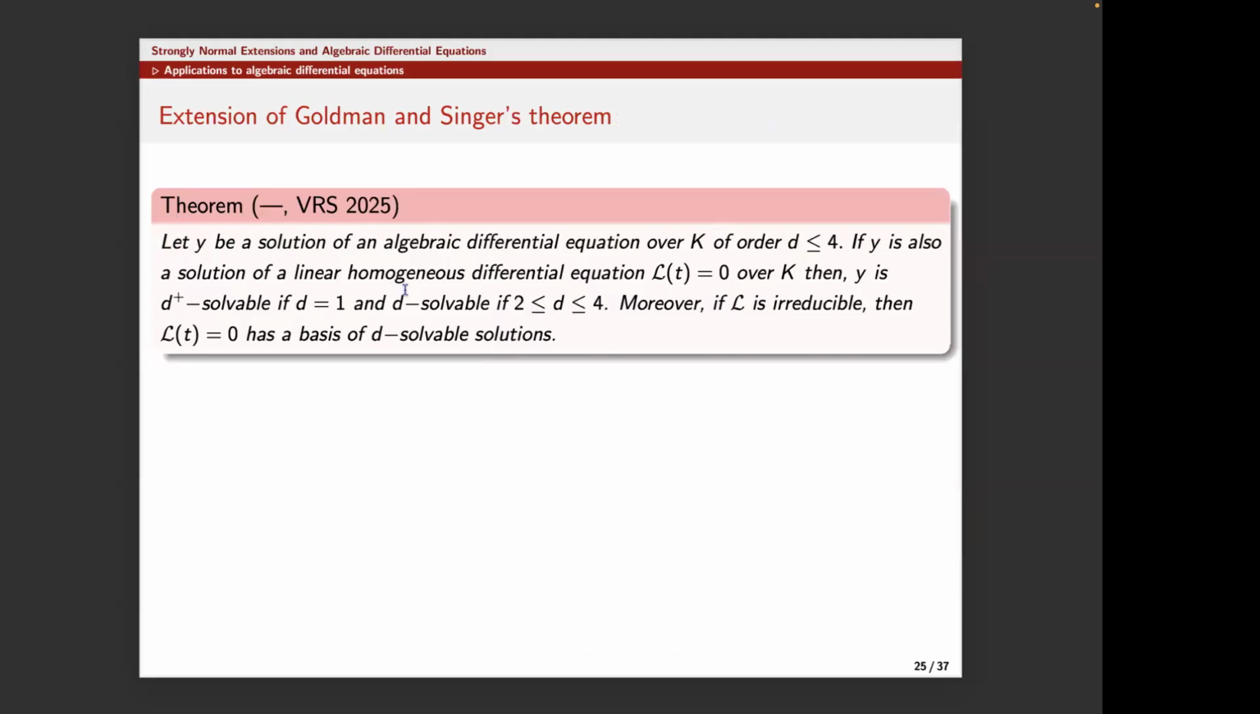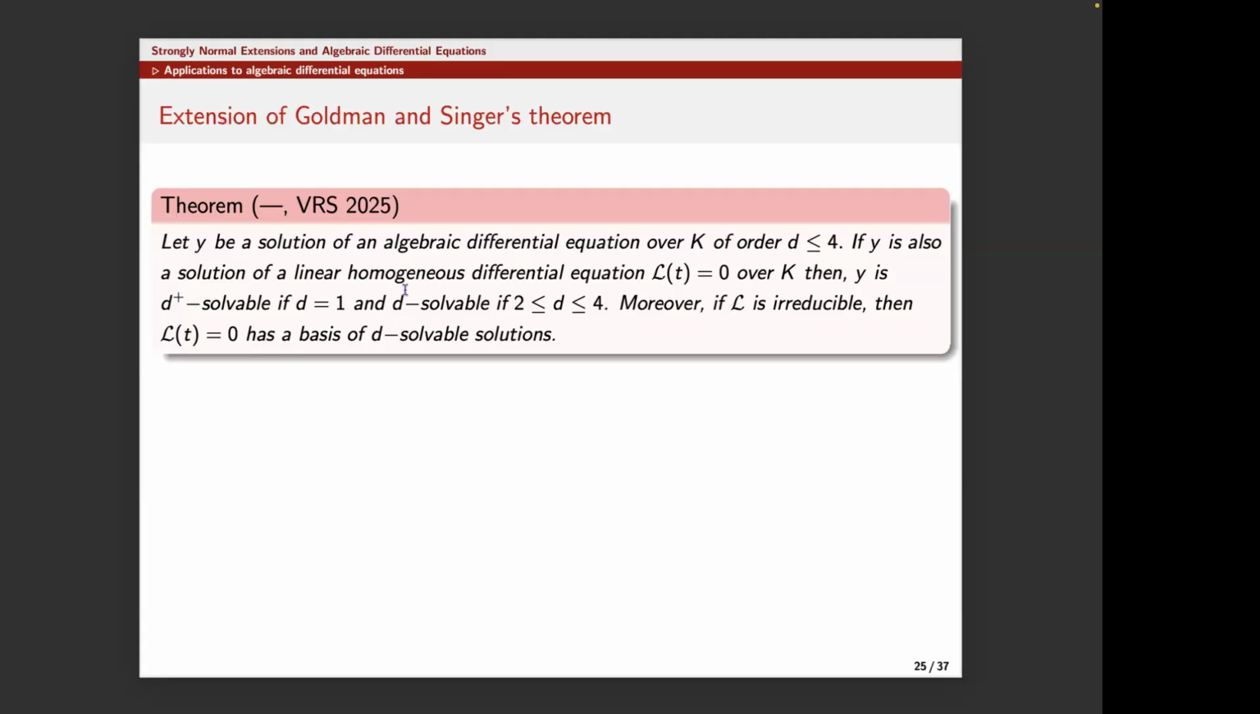And we prove this result. So let Y be a solution of an algebraic differential equation over K of order D less than or equal to 4. So we restricted to algebraic differential equations of order less than or equal to 4. And if Y is also a solution of a linear homogeneous differential equation L(t) equal to 0, then Y is D plus solvable for D equal to 1, and it is D solvable for 2 less than or equal to D less than or equal to 4.